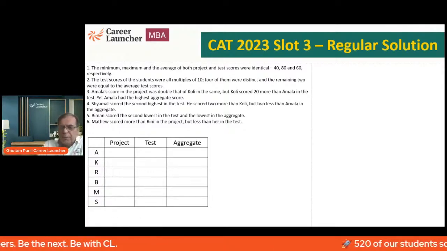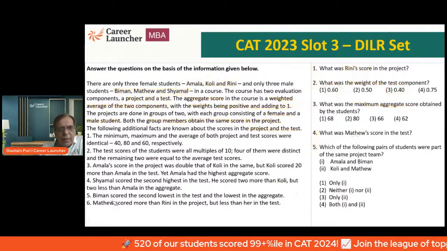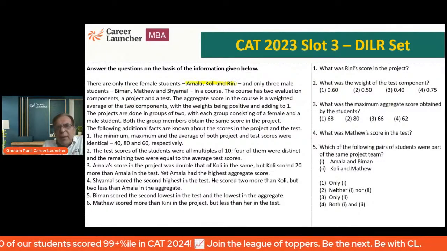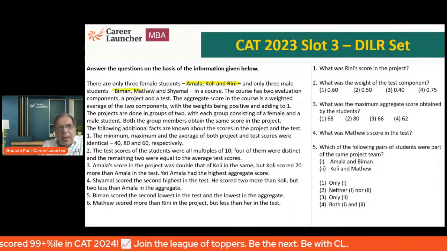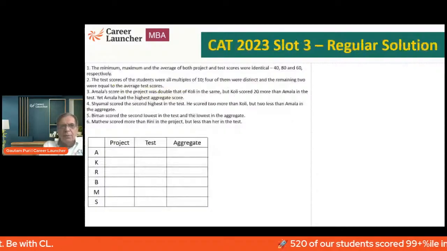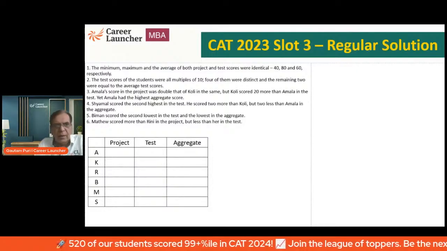Okay. Now before we go, I'll just highlight the important parts again on this one. 3 females A, K, R and 3 males B, M, S. There are 2 evaluation components, project and a test. A, K, R are the females, B, M, S are the boys. Okay. Next one.